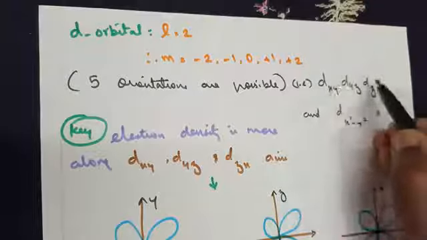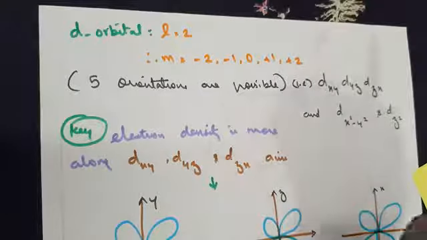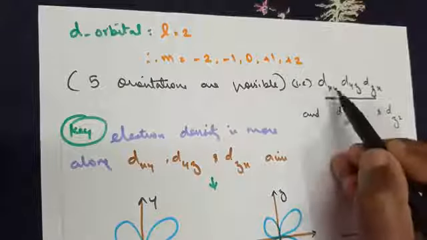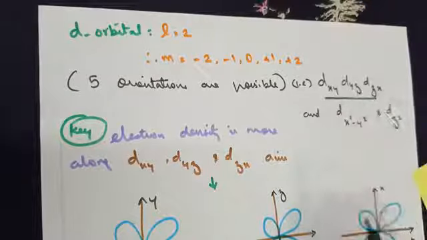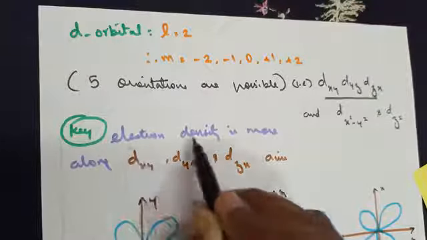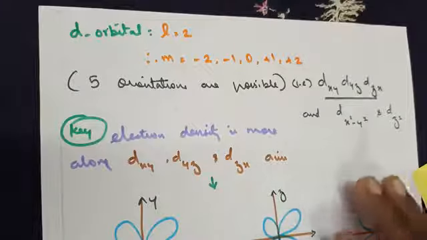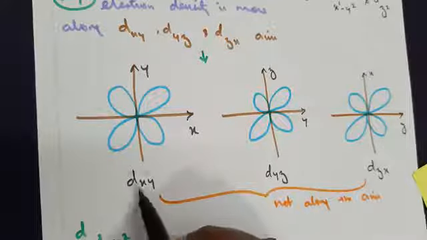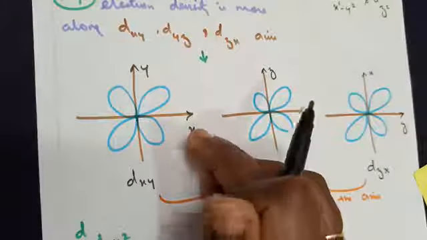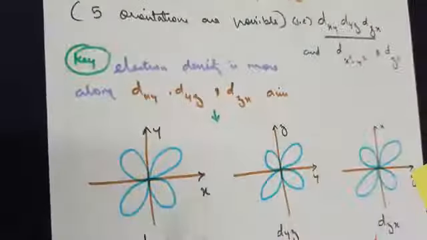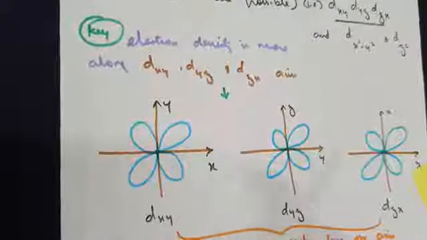Out of the 5 degenerate orbitals, maximum electron density is found along the first 3, that is the dxy, dyz and dzx axes. So that's what I have written. Electron density is more along these 3 orbitals. Now how do we represent dxy? Take only 2 axes, x axis and y axis. I told you it has a clove shape, meaning 4 leaf shape, 4 dumbbells.